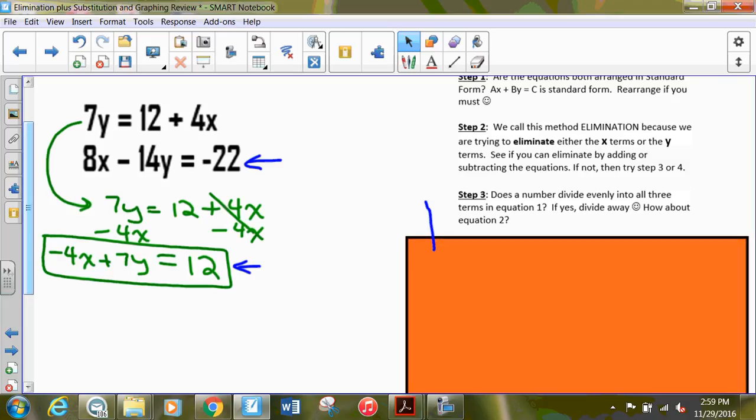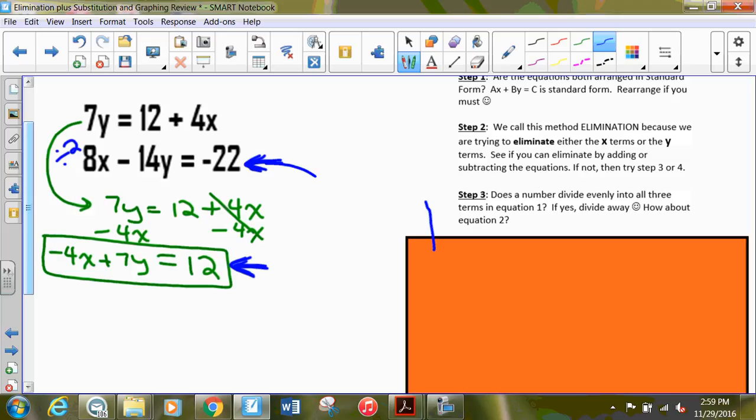I have a choice. I could look at this equation right here, and see that 2 goes into every single term, and I could go ahead and divide by 2, or I could take this equation and make a wish and multiply it by 2. Either way will work. So I'm going to decide to divide this one by 2 and rewrite it. So 8x divided by 2 is 4x. And negative 14y divided by 2 is a negative 7y. And negative 22 divided by 2 is a negative 11.